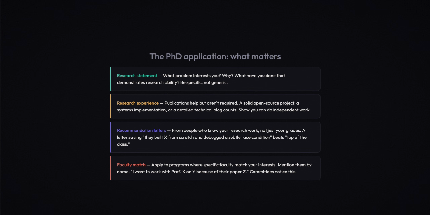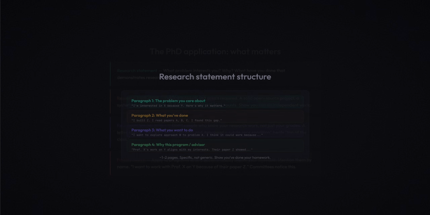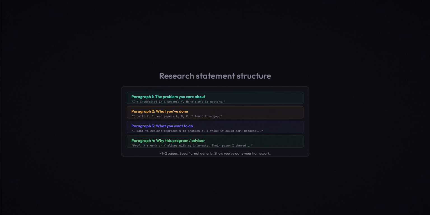The research statement itself follows a simple 4-paragraph structure. Paragraph 1: the problem you care about and why. I'm interested in X because Y. Paragraph 2: what you've already done about it. I built Z. I read these papers. I found this gap. This is where you prove you're not just curious, you're active.